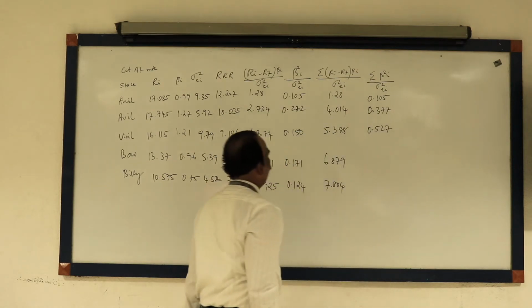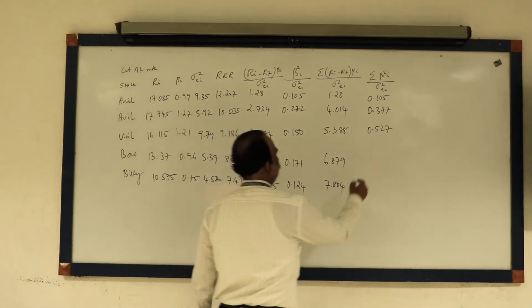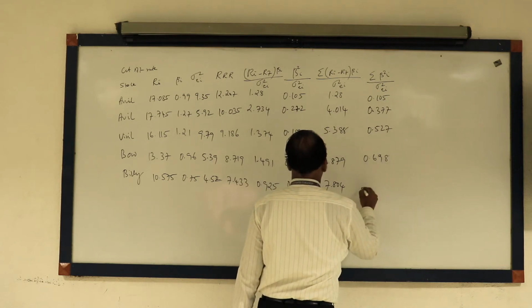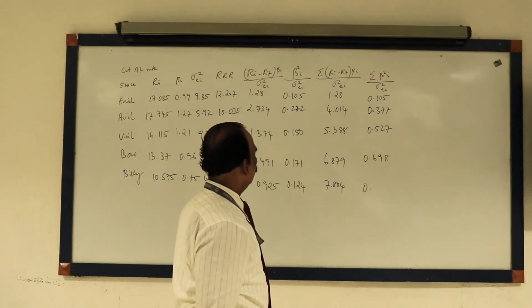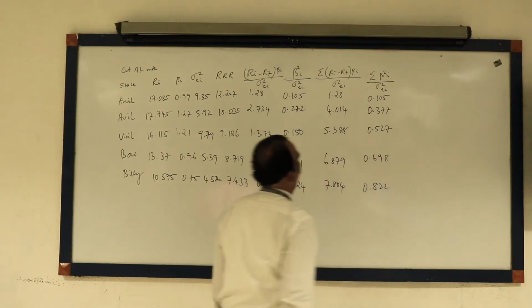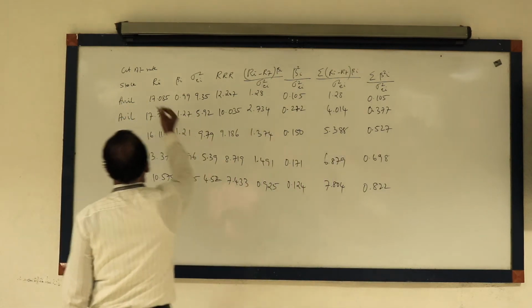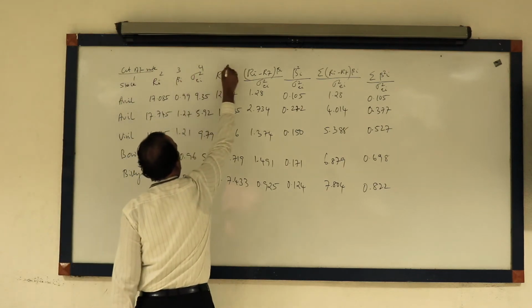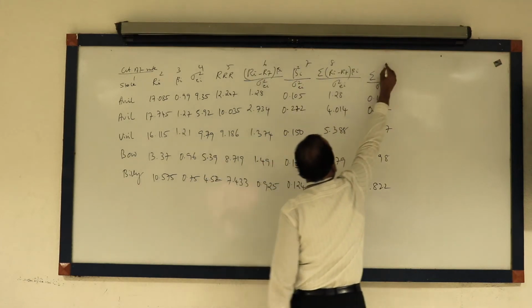0.527 plus 0.171 is 0.698. 0.698 plus 0.124 is 0.822. Okay. Now get the last figure. Put the values: 1, 2, 3, 4, 5, 6, 7, 8, 9.